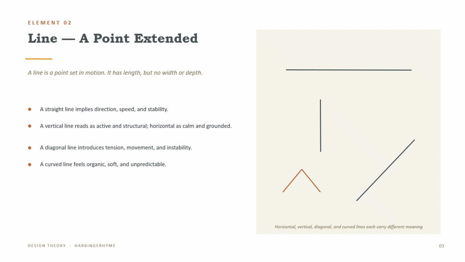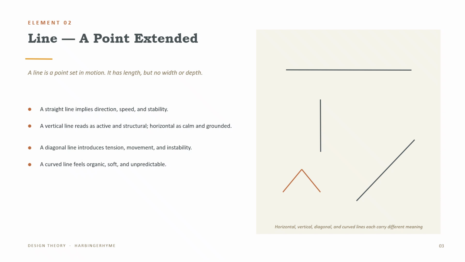So from this lesson, we will remember: a line is a point extended. A line is a point set in motion. It has length but no width or depth. A straight line implies direction, speed, and stability. A vertical line reads as active and structural. Horizontal as calm and grounded.